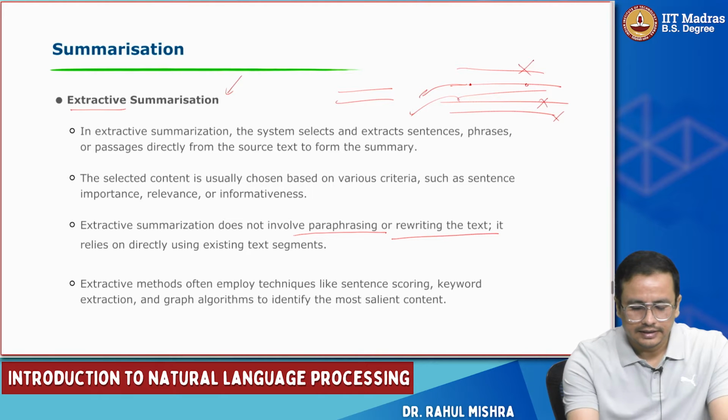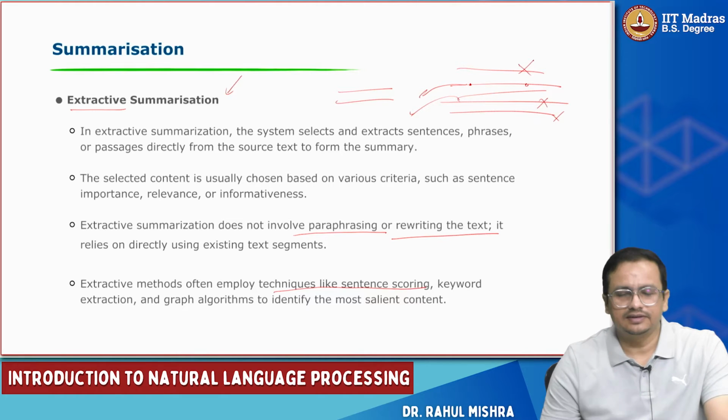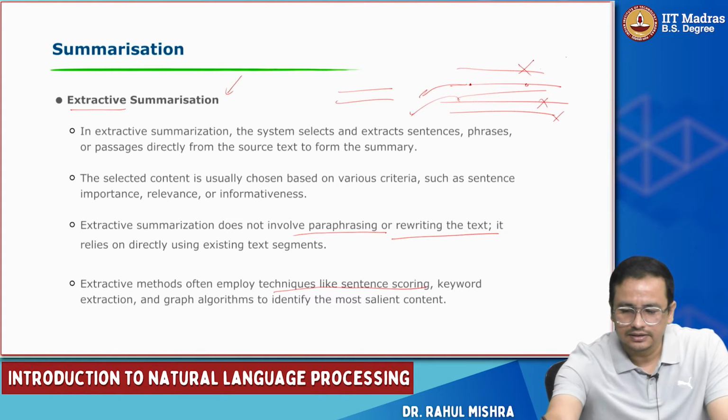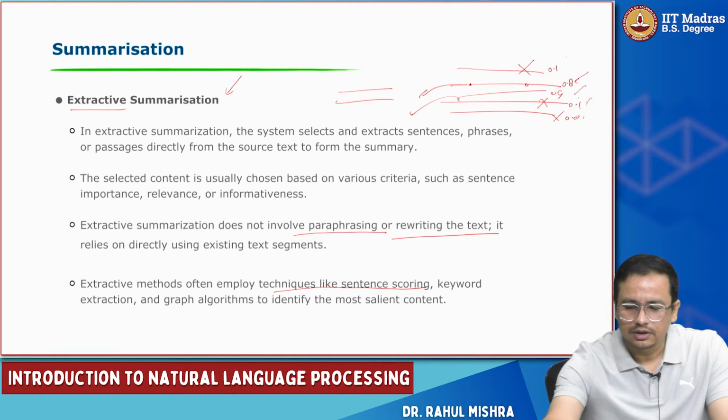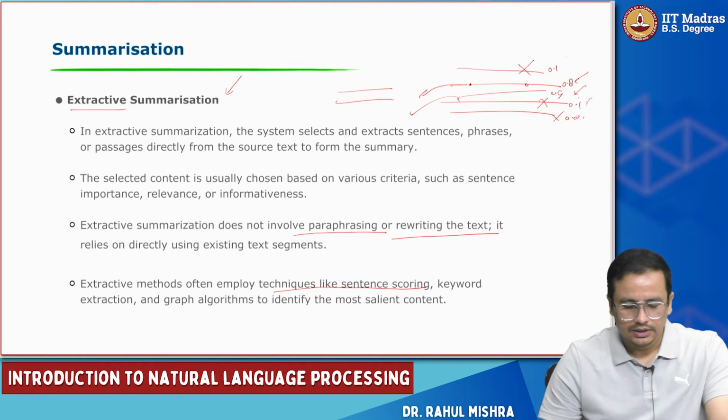So no rewriting of the text is involved. And it involves methods called sentence scoring. So you might be scoring these sentences. Okay, this gets 0.1 score, this gets 0.8 score, this gets 0.9 score, this gets 0.1 again, this gets 0 score, let's say. So we discard all the low scores, and we select all the high-scoring sentences, right? So that's what is done.